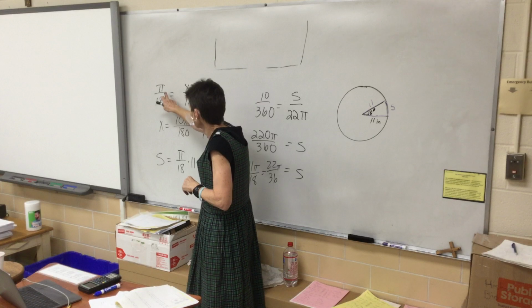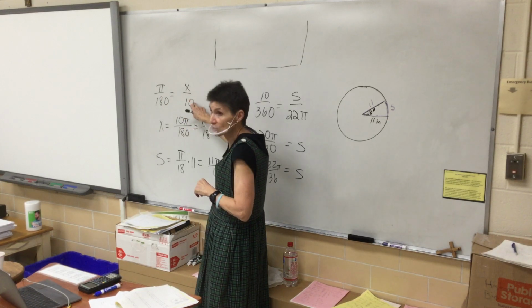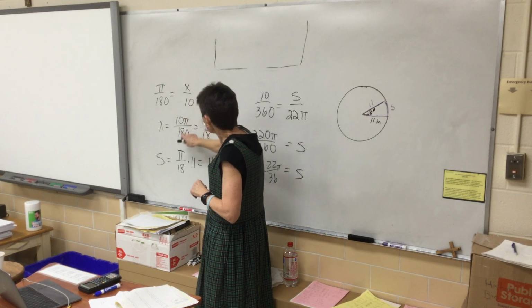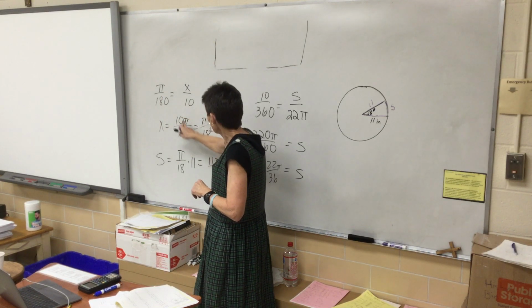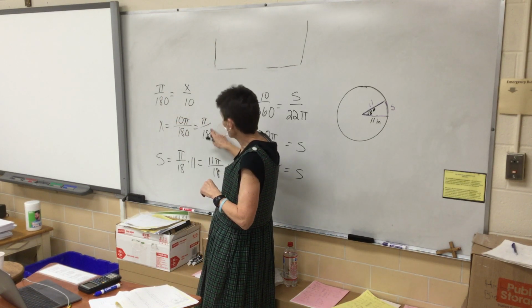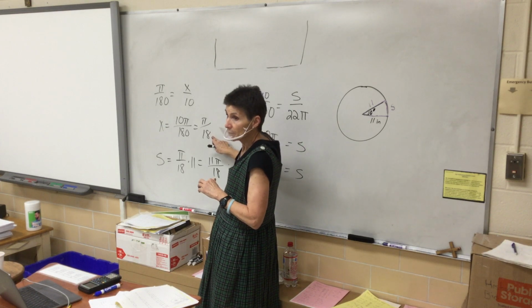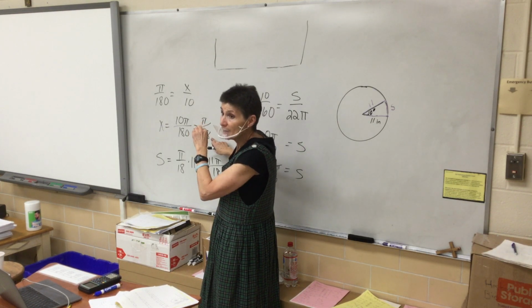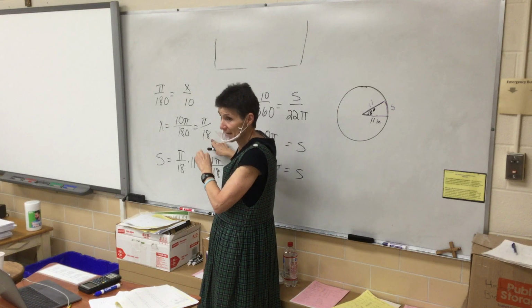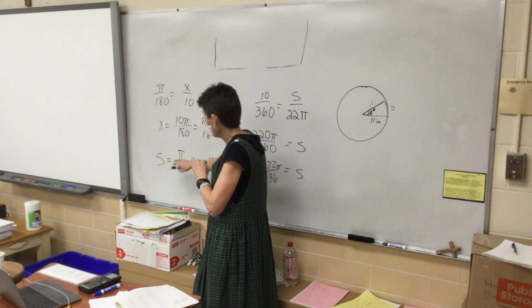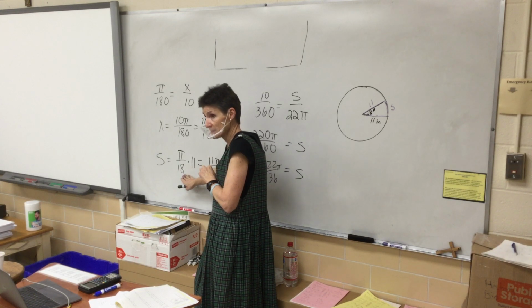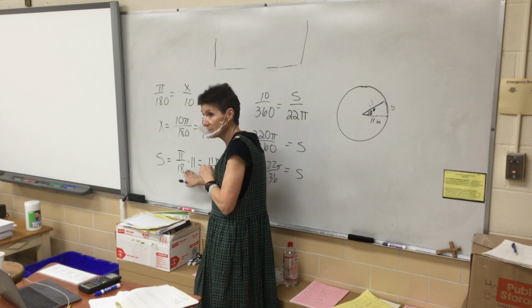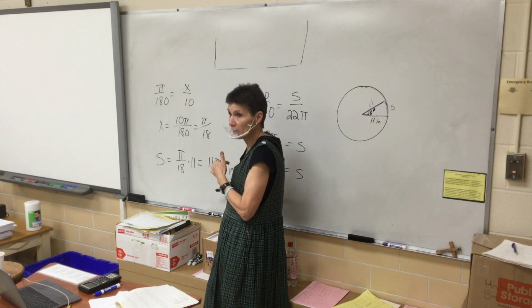I'm finding the radian measure. So pi over 180 equals x over 10. So I multiplied the 10 over here, so 10 pi over 180, and then took out the zeros, so that's 1 pi over 18. Now that is the radian measure of the angle. So my arc length is radius times radians. So I had to take 11 times pi over 18, so I got 11 pi over 18.